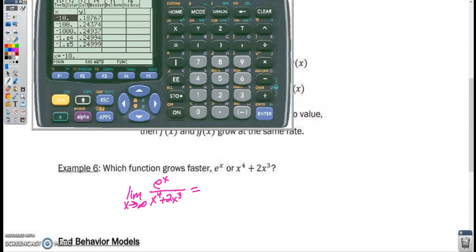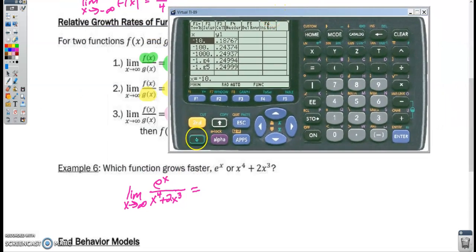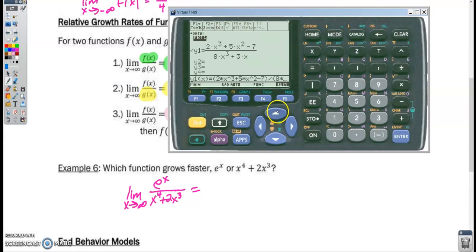So let's take a look at what happens here with these two functions. So I'm going to go ahead and put in e to the x over x to the fourth plus 2x cubed.